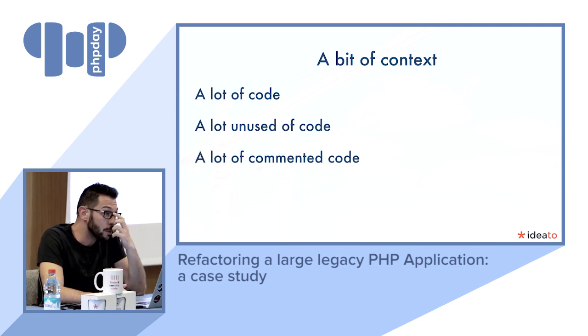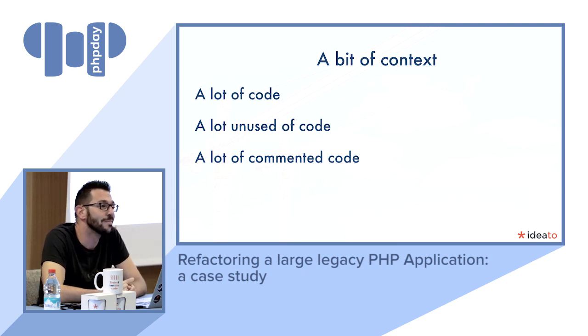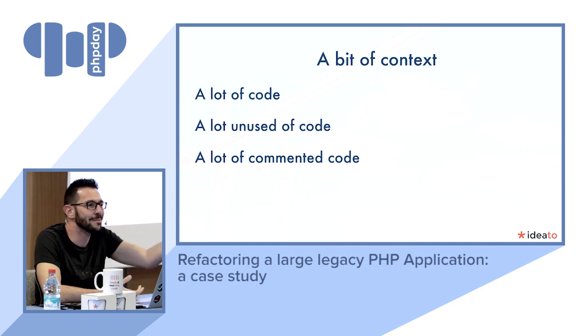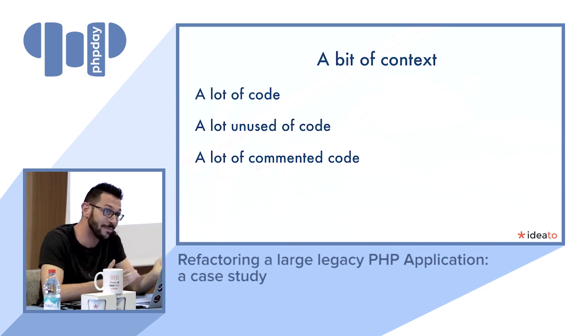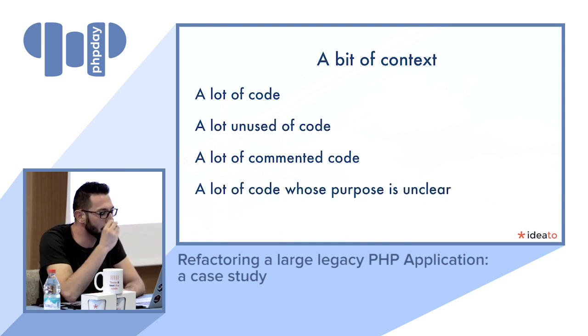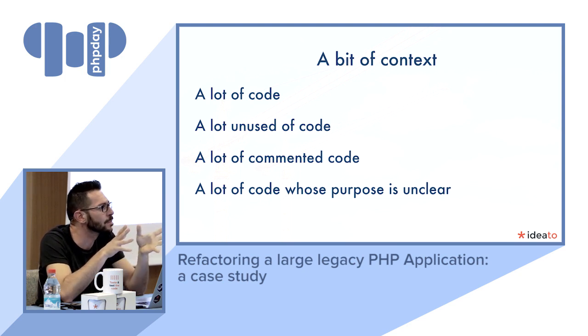There's a lot of commented code because, why should I delete code? Maybe in a month I could need it again, right? No, wrong, but still, it is there. And there is a lot of code whose purpose is unclear. There is code, it works, but we were not sure why and what it was supposed to do. Have you ever been in a situation like that?